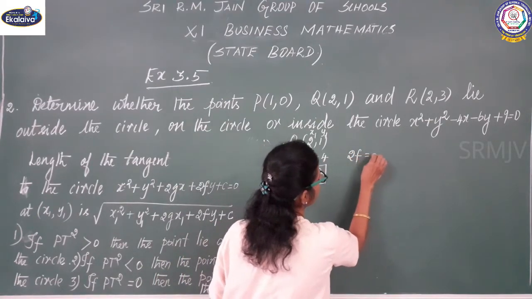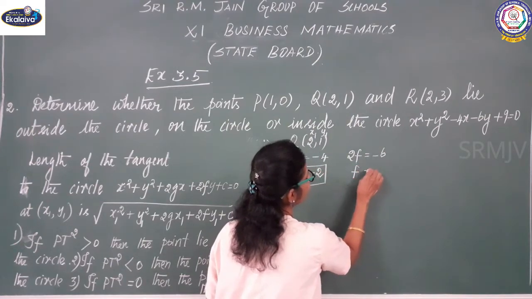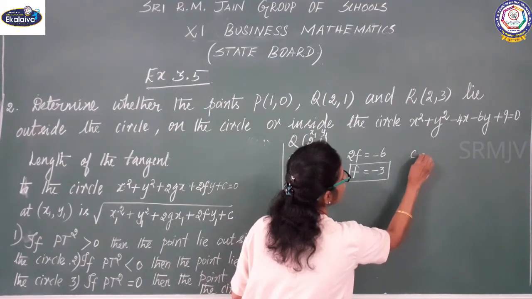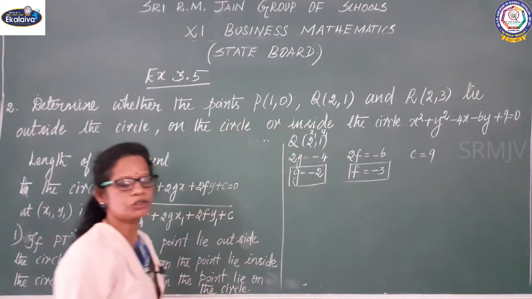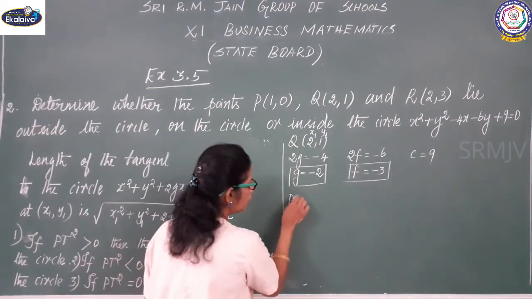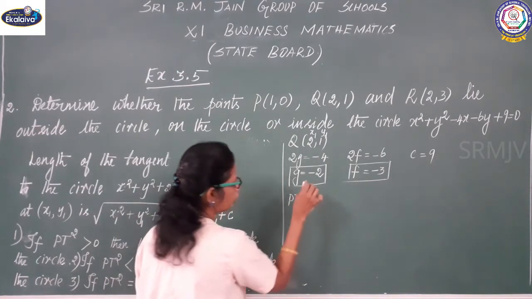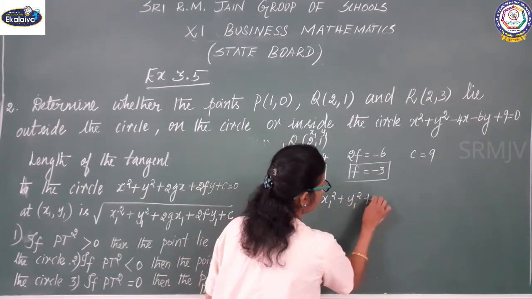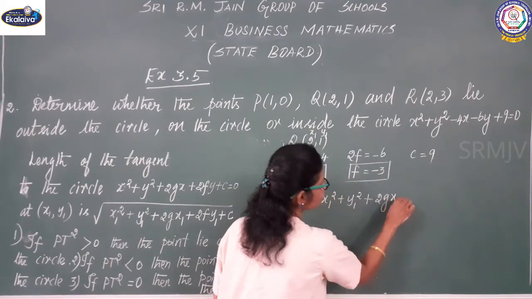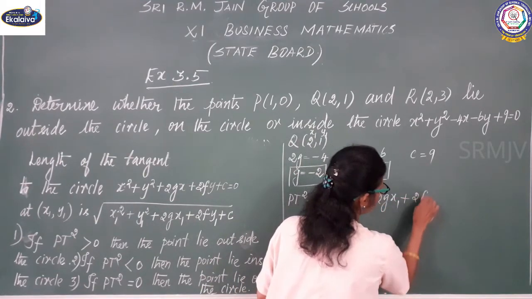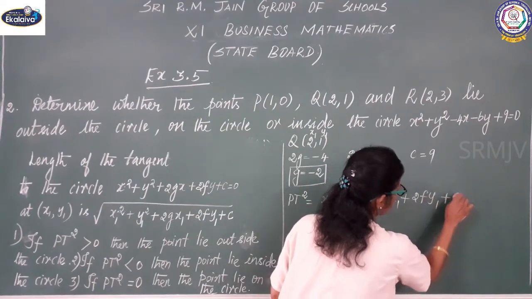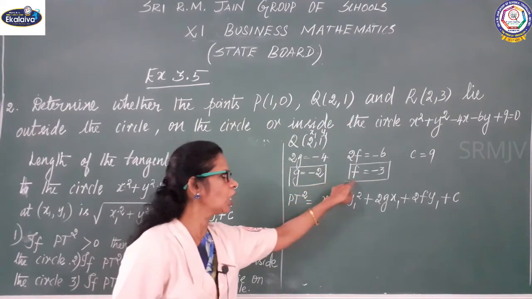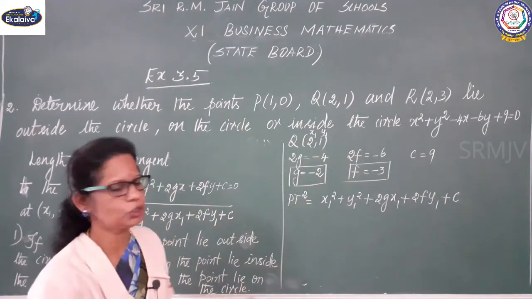2f equal to minus 6, f equal to minus 3. c is equal to 9. Now PT square equal to, you have to say the formula, x1 square plus y1 square plus 2gx1 plus 2fy1 plus c. Now you know the value of x1, y1, g, f, c, that you are going to substitute.